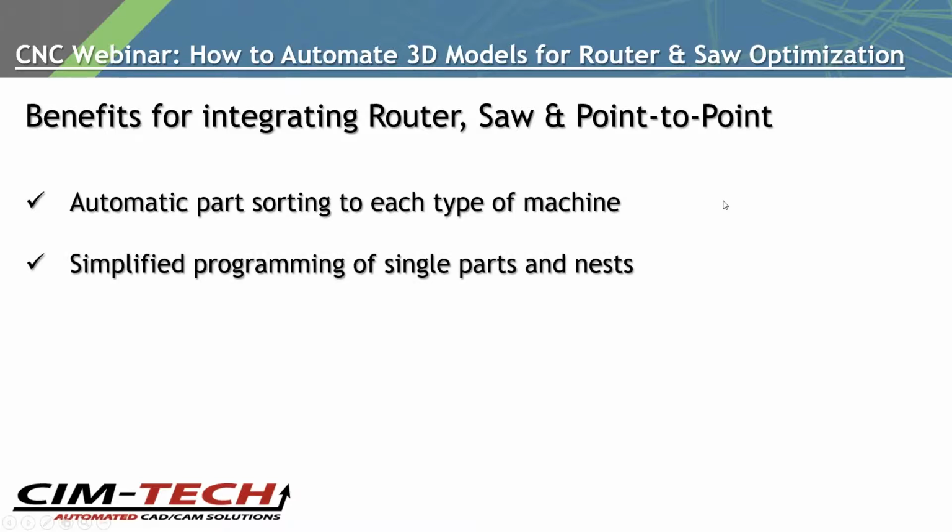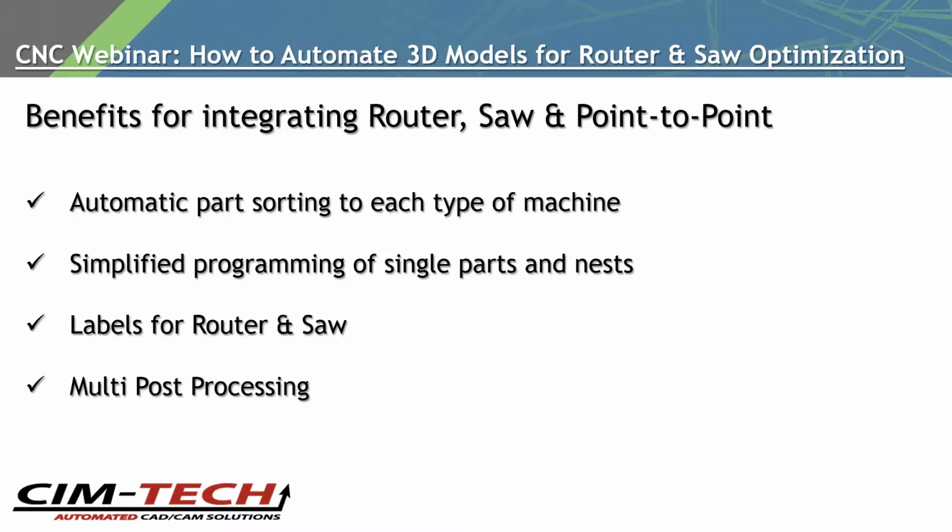And then we're also going to simplify the programming of the single parts in the nest. And you'll see that with just a few clicks to go from an assembly all the way through to programming parts and nested components with labels and reports and things like that. And we're going to talk about the labels, because you not only want labels for your nesting on a router, but you're going to want labels for the saw optimization as well.